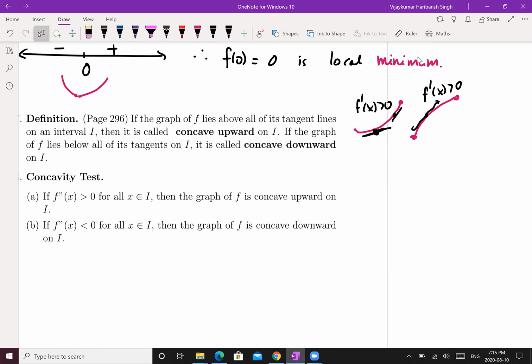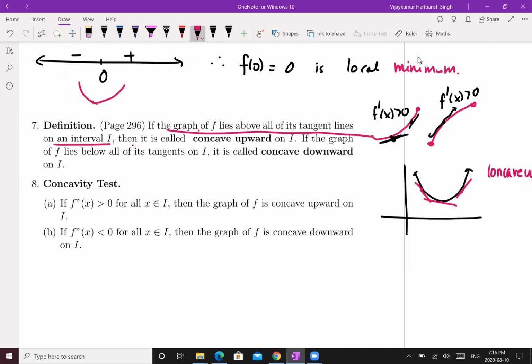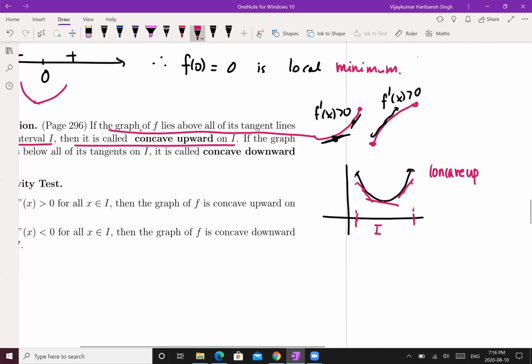So first, let's look at the following graph. In this case, the tangent line lies below the curve. Such a shape is called concave up. So what is concave up? If the graph lies above all the tangent lines on the interval, then we say that the graph is concave up on interval I. So this is my interval I. You can see that the graph is concave up.